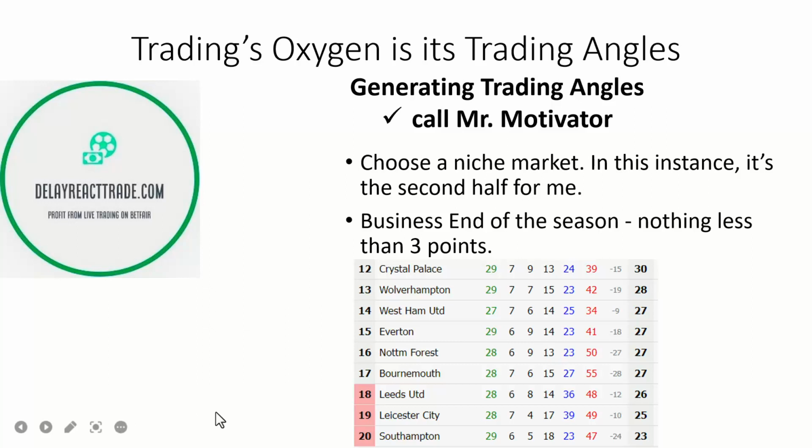Plenty of teams are in the dogfight. That could generate in itself trading angles, particularly if they meet each other. Have a think. What would be your trading angles? I'll give you a clue. Points, mean, prizes.